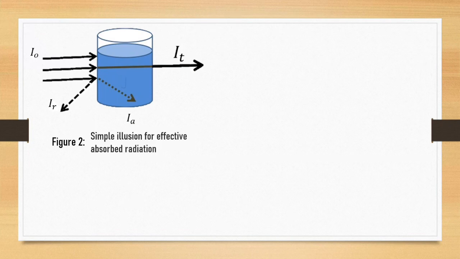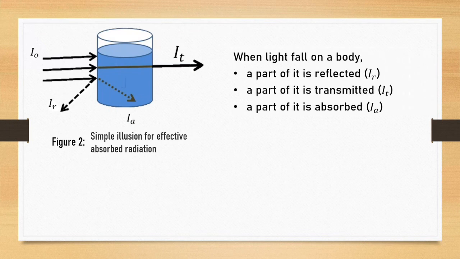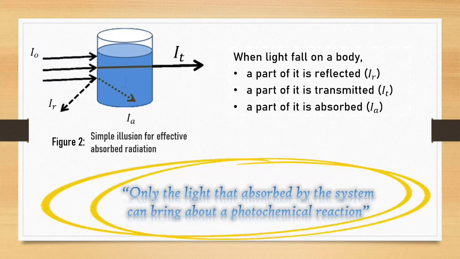So we can see that when light falls on a body, which is the I node there, a part of it is reflected, which is IR there. A part of it is transmitted, and only a part of it is absorbed. So it is only the absorbed light that is effective in bringing out a photochemical reaction.